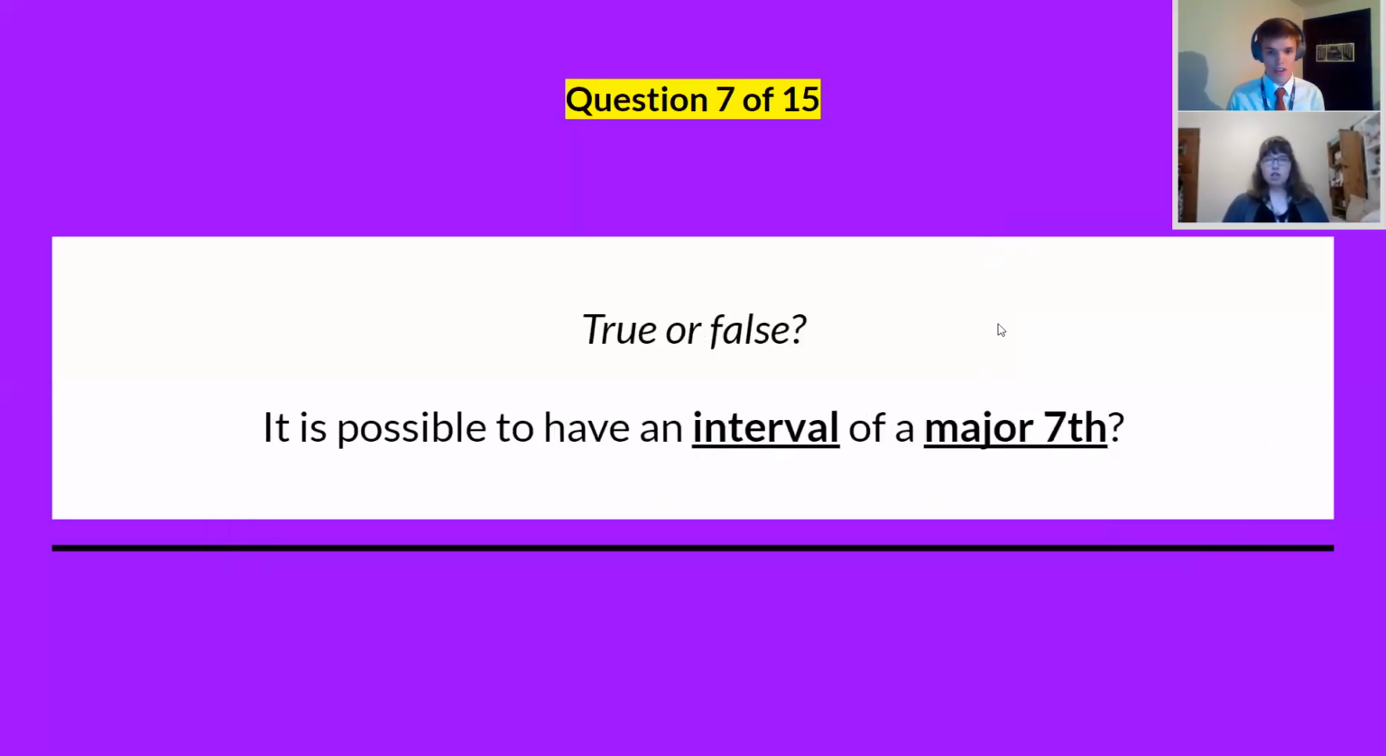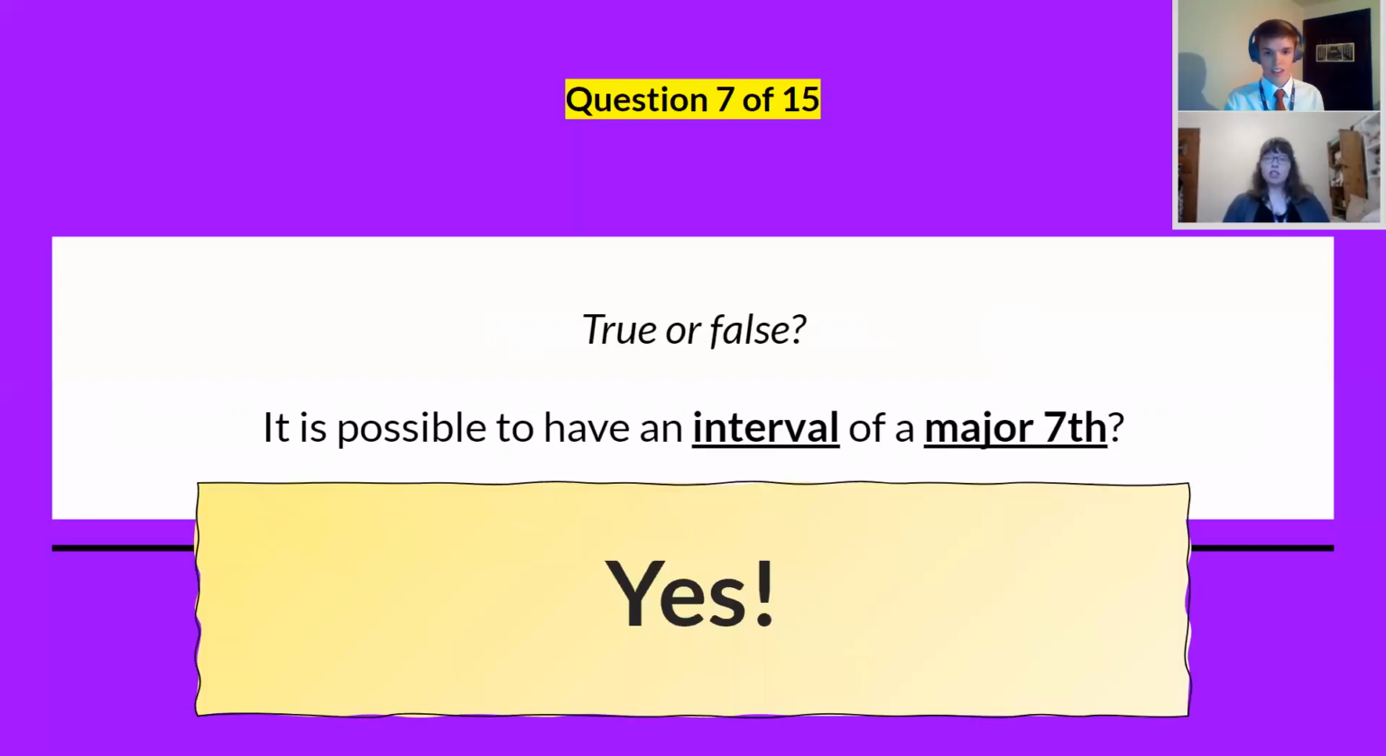So question 7, true or false? It is possible to have an interval of a major seventh. This is true. Yes. So well done.